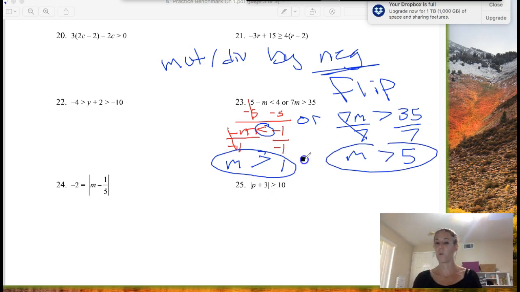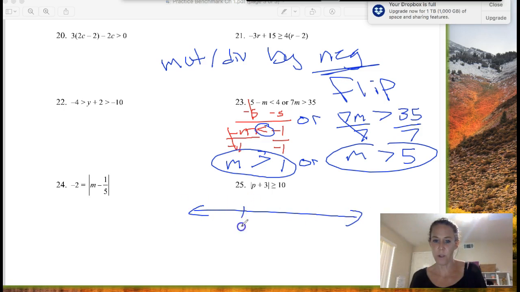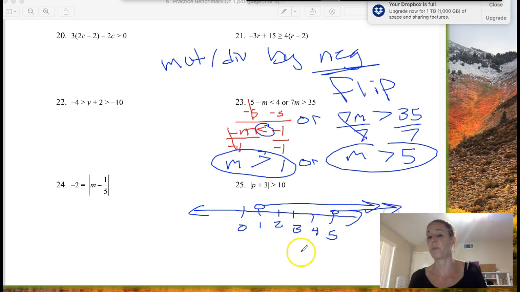So I have an OR scenario, but this is a strange OR. Usually they go apart. This OR actually covers itself. Okay, if I were to draw this, this is 0. Here's 1. Here's 2, here's 3, here's 4, here's 5. I want m is greater than 1, so I put an open circle at 1 and I want everything bigger than it. And here I want m is greater than 5, so I put an open circle on 5 and I want everything bigger than it.